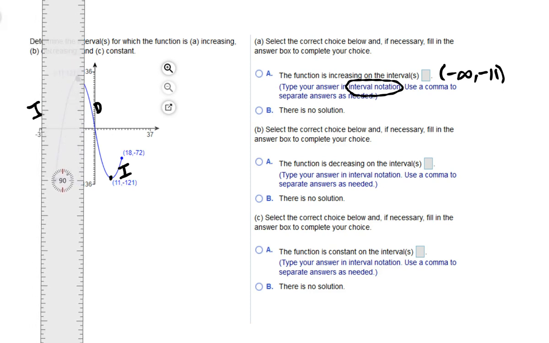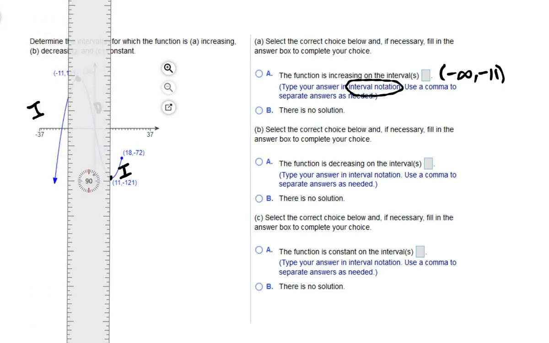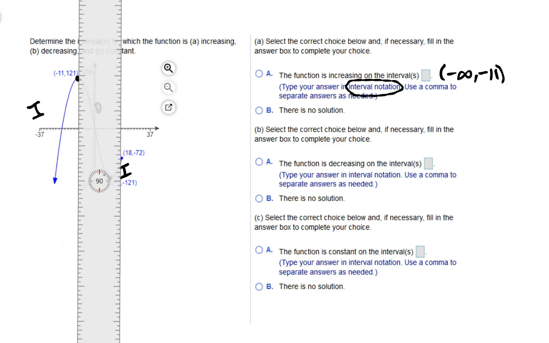And then we also have another increasing section which starts at this turning point. So that starts at an x-coordinate of 11 and goes until this x-coordinate of 18. So also from 11 to 18. And we're going to use parentheses, and we're going to separate our answer with a comma.